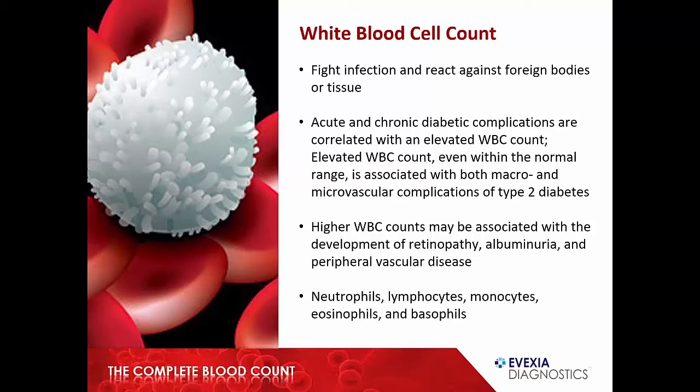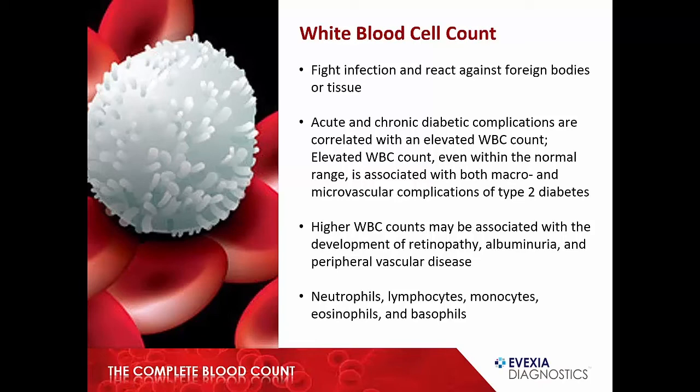And an elevated WBC count, even within the normal range, meaning high normal, is associated with both macro and microvascular complications of type 2 diabetes. So you want to get a good look at this if the patient is diabetic or pre-diabetic. Higher WBC counts may be associated with the development of retinopathy, albuminuria, which is an indication of kidney problems, and also peripheral vascular disease.